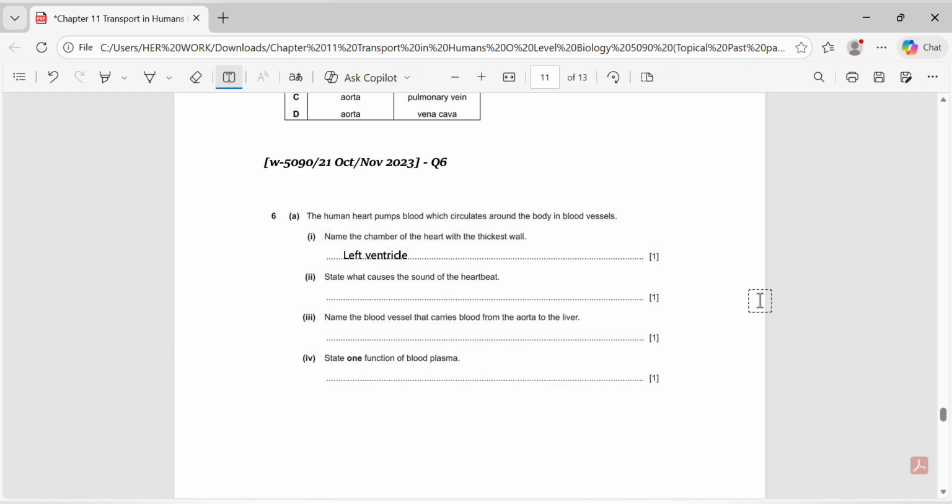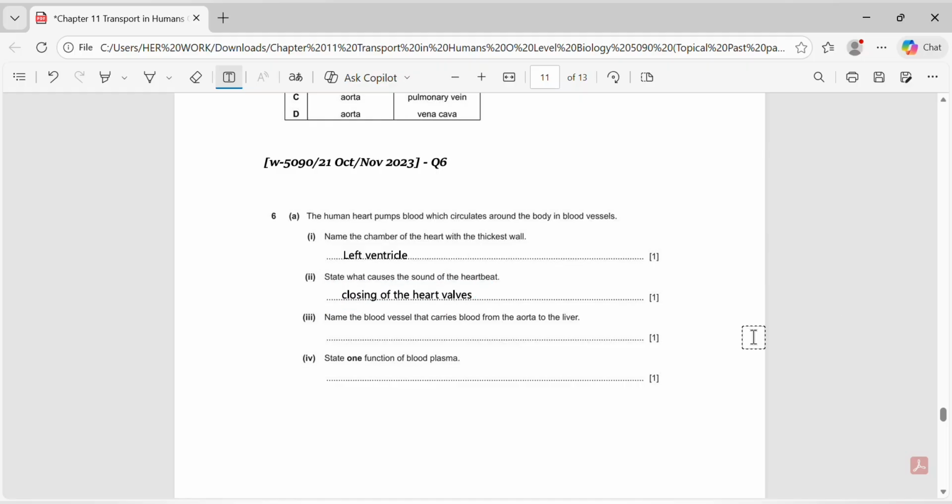In the second part, we are asked to state what causes the sound of the heartbeat. The familiar lub-dub sound is produced by the closing of the heart valves. The first sound lub is caused by the closing of the atrioventricular valves, while the second sound dub is caused by the closing of the semilunar valves. So, we can write that the heartbeat sound is caused by the closing of the heart valves.